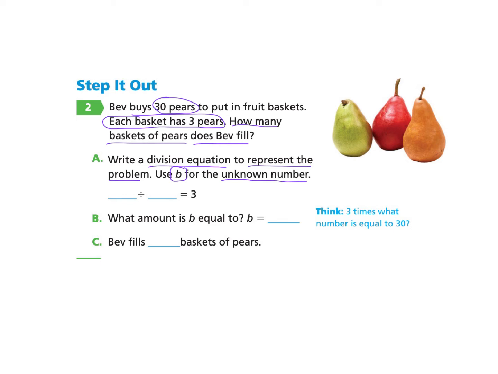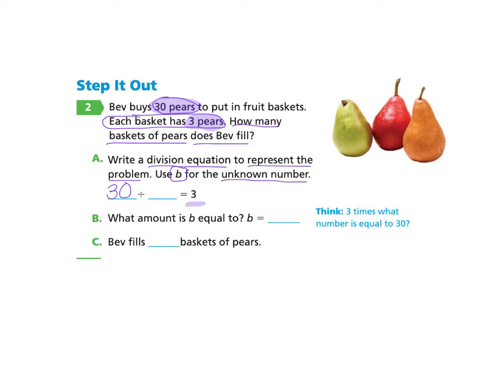All right, so we know that there are a total of 30 pears. So that's going to be the number that we're breaking apart. And this is called our dividend, so we're going to put that here in our division equation. And we know that each basket is going to have 3 pears. So we know that this will be the quotient, which goes here.